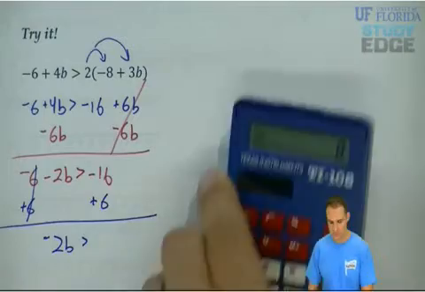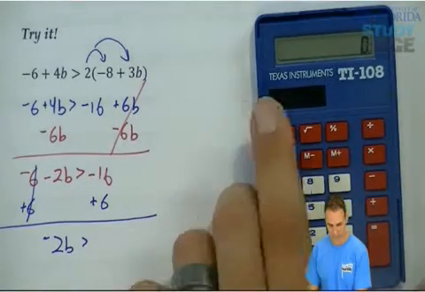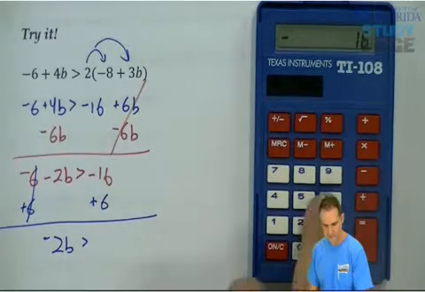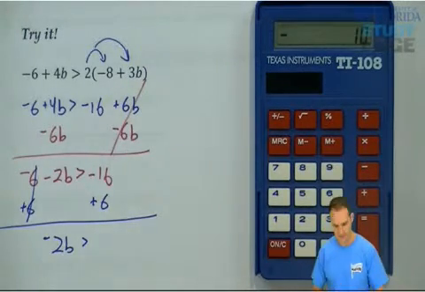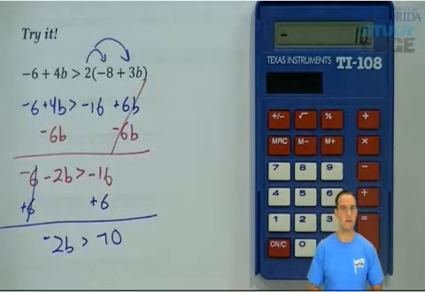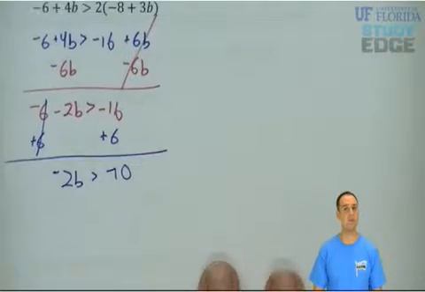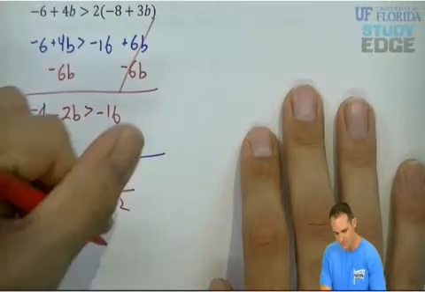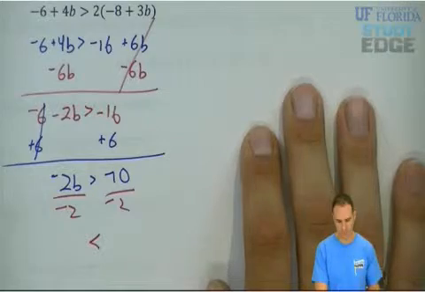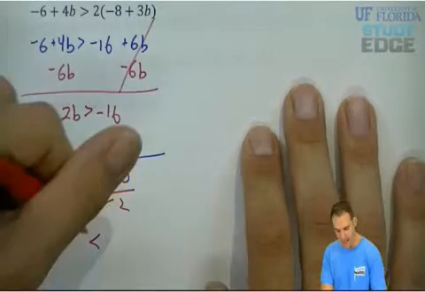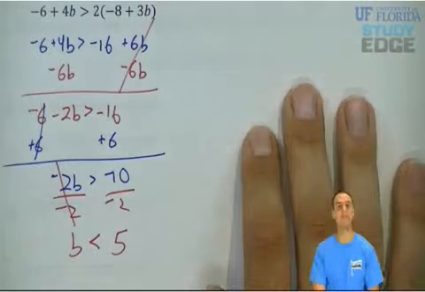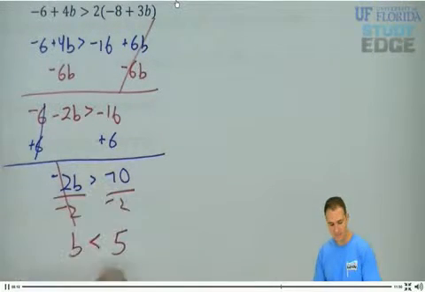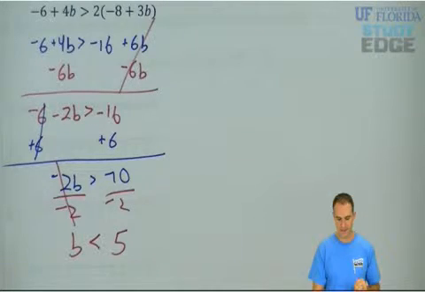But just in case, remember, clear your calculator, you can type in 16, make it a negative, plus 6 to give you negative 10. Lastly, divide both sides by negative 2. And since we're dividing both sides by a negative, you're going to have to switch the direction of the inequality symbol. The negative 2's simplify, giving you b is less than 5. So the negative over negative is positive, and 10 divided by 2 would give you 5.